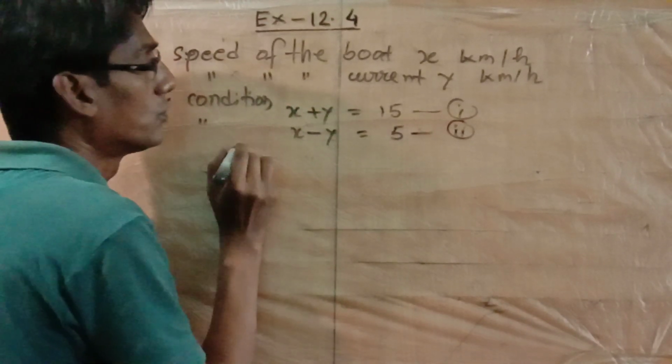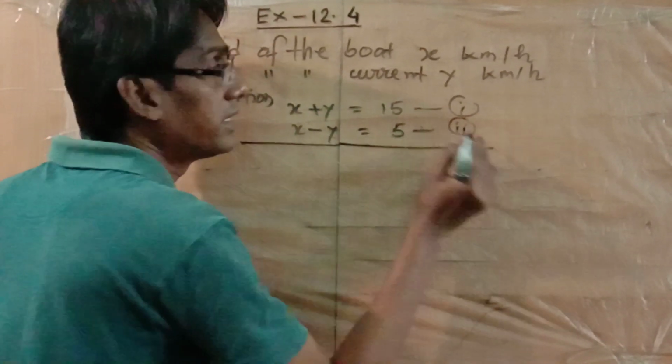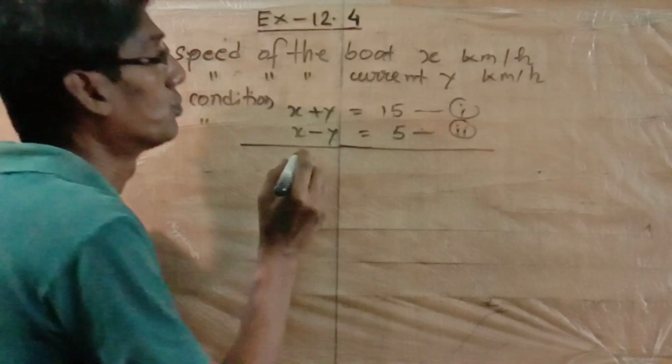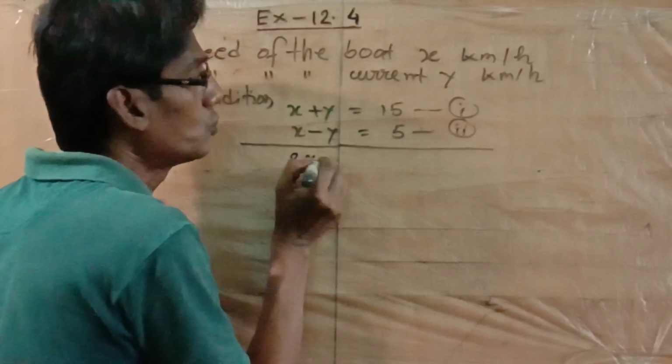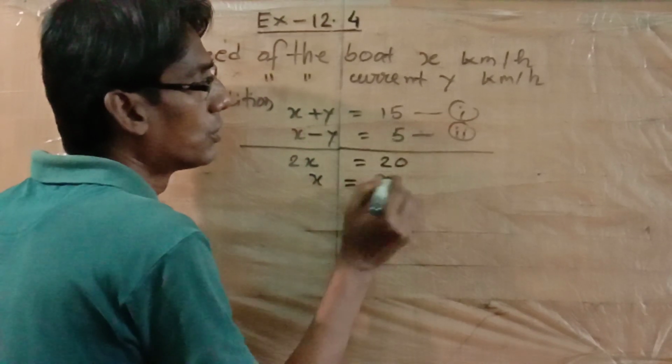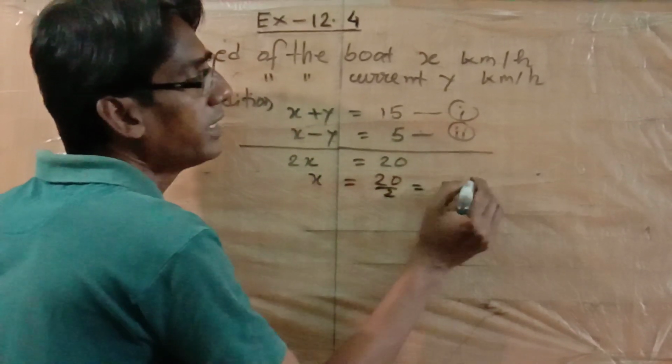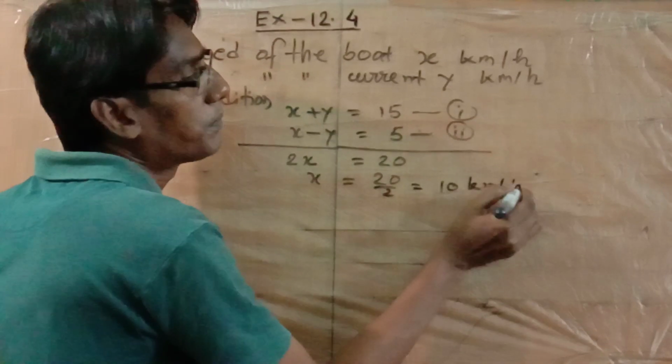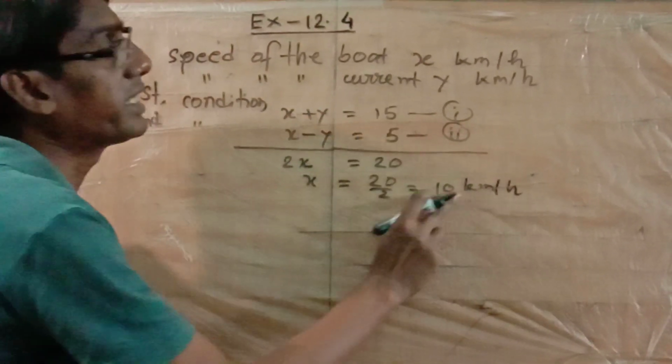So now we have to add equation 1 and equation 2. Then we get 2x equal to 20, or x equal to 20 by 2, or 10 kilometer per hour. That means the speed of the boat is 10 kilometer per hour.